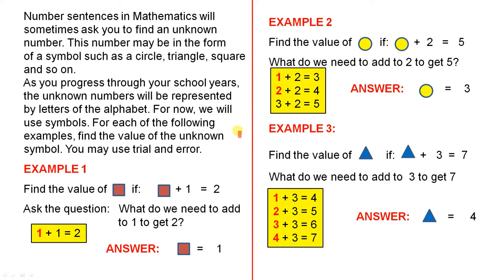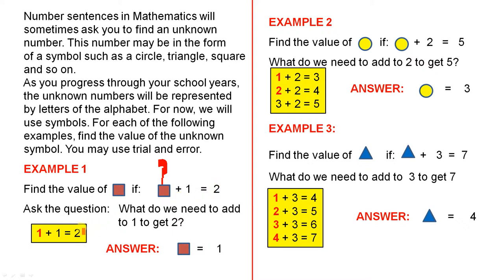For each of the following examples, find the value of the unknown symbol. You may use trial and error if you want. So example 1. Find the value of the square if the square plus 1 equals 2. So you ask yourself the question, what do we need to add to 1 to get 2? Okay, so this is the unknown quantity here. What do we need to add to this 1 to give us 2?